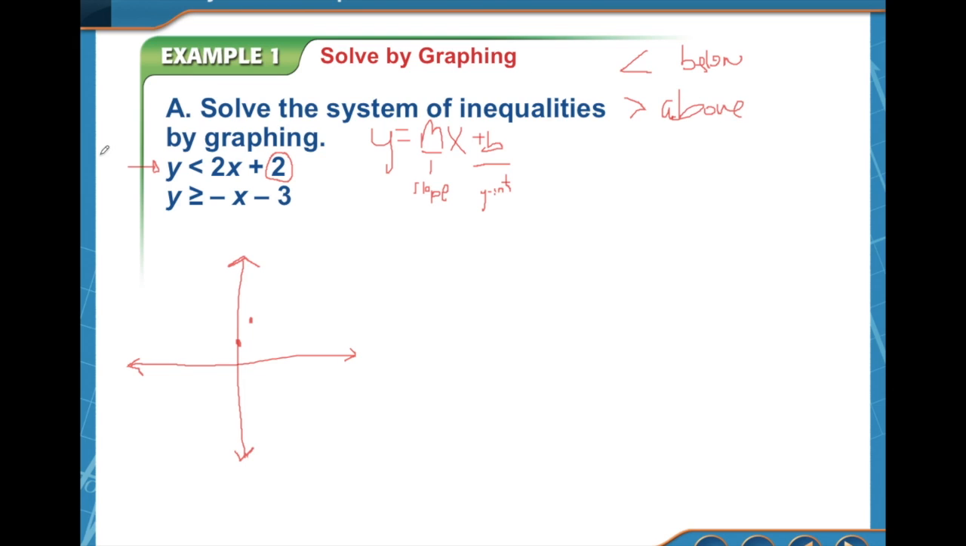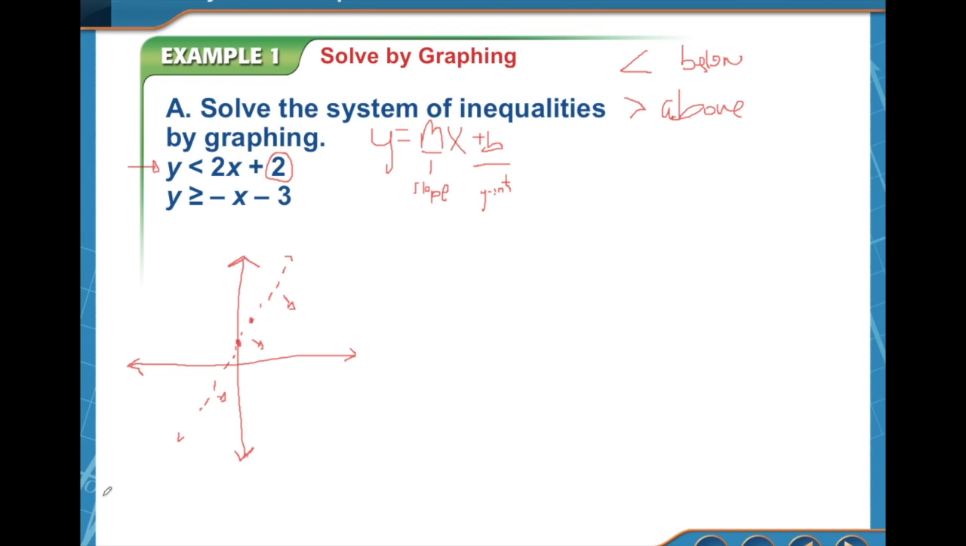One other thing to think about is that if you have an equal bar, your line will be solid. If you don't have an equal bar, your line will be dotted. So for this one, we're going to have a dotted line since it's just less than. You could imagine sketching a dotted line like this. Are we going to shade above or below the line? Less than says shade below, so we shade on the under part of this line, everything below it here.